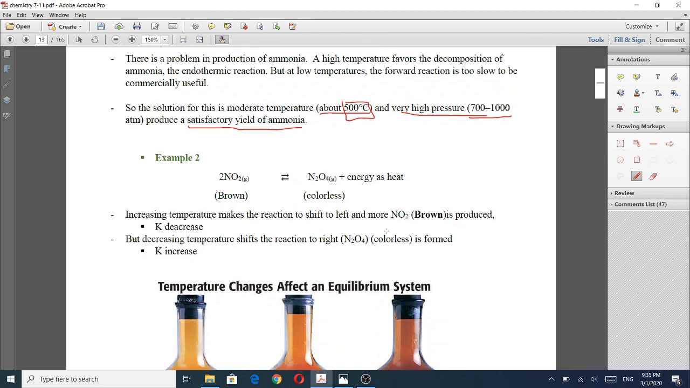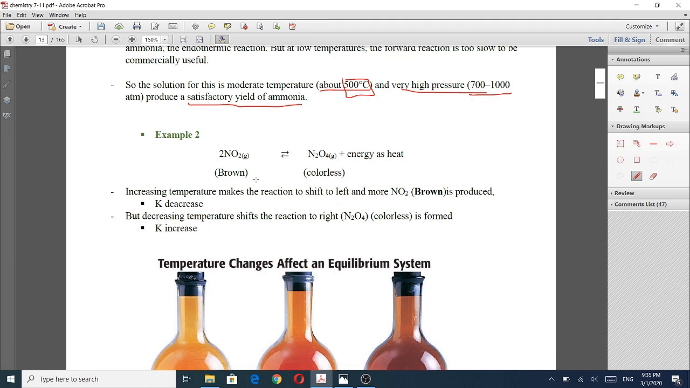There's another example of changing temperature and how it would affect a reaction. We have this reaction, NO2 can be changed to dinitrogen tetroxide in a reversible reaction in an equilibrium system. The forward reaction is exothermic. So by increasing temperature, you are shifting the reaction towards the left side, and the concentration of dinitrogen tetroxide would decrease and the concentration of nitrogen dioxide would increase.